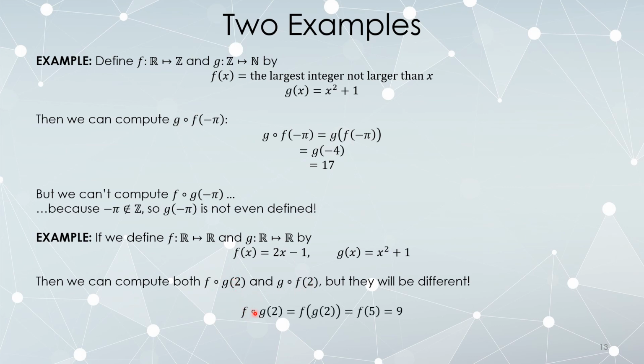First, f composed with g of 2 says take 2 and plug it into g, and then take that and plug it into f. G of 2 is 5. Plug that into f, get out 9. F of g of 2 is 9.